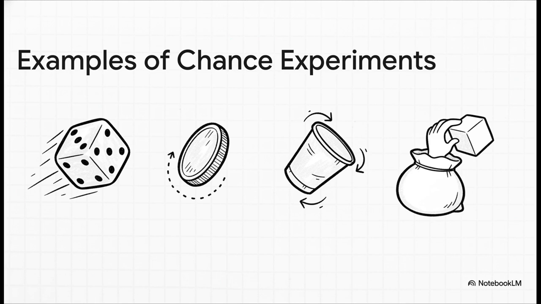So, rolling our die is the perfect example of a chance experiment. Same with flipping a coin. But it can be weirder stuff too. The source material mentions that even just tossing a paper cup to see how it lands counts. So these experiments are happening all around us.